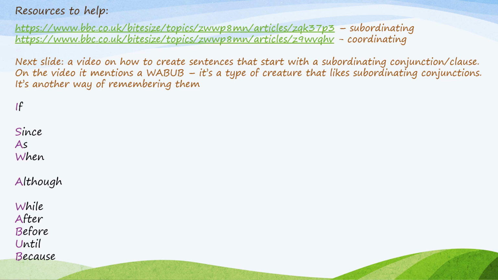Okay, so we've got some resources to help, and like I said, there are the 2 websites there. BBC Bitesize is really good for grammar. There are little videos that probably explain it a lot better than what I'm doing. And also on the next slide, I've put the video that helps you to create sentences that start with a subordinating conjunction or a clause. It does mention the word "wabub." It's a type of creature that likes subordinating conjunctions. It's another way of remembering them. So it's "I saw a wabub." There are some more subordinating conjunctions there that you can use in sentences as well.